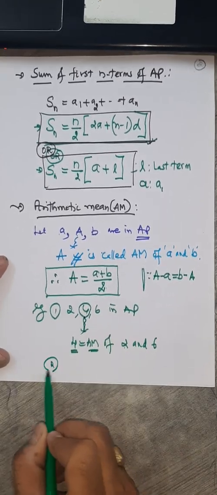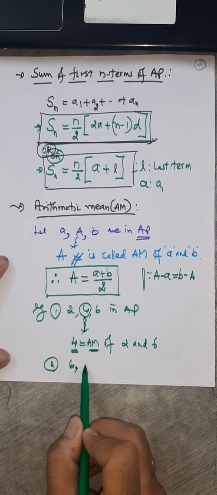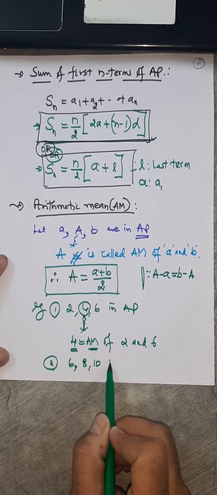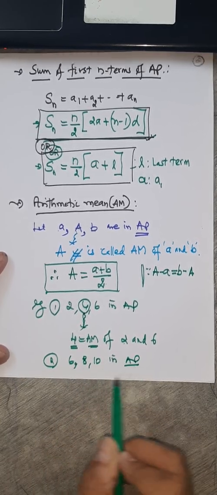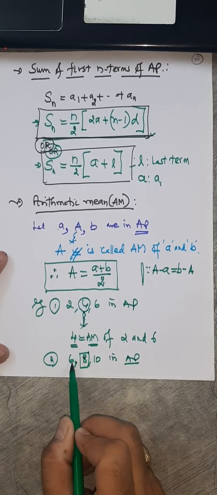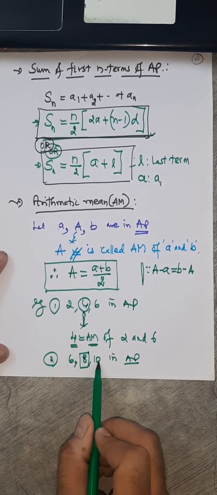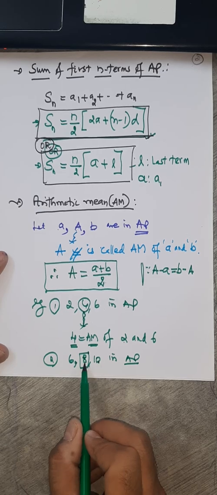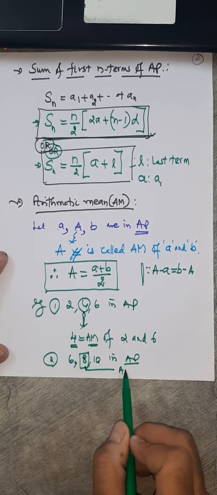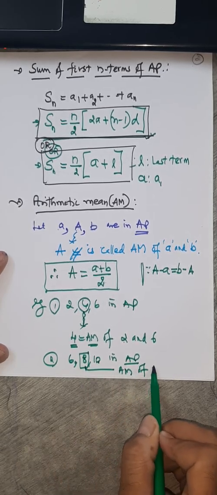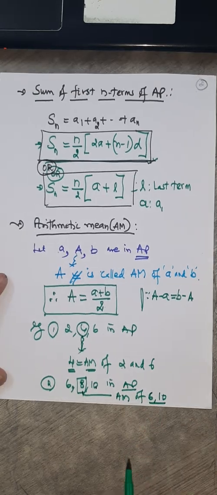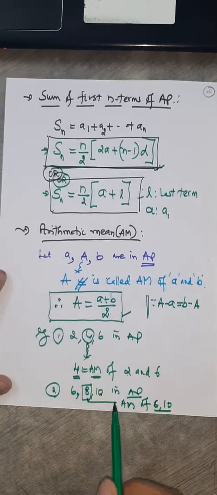One more if I write here. Let's write 6, 8 and 10 are in arithmetic progression, are in AP. You see this becomes the arithmetic mean of these two. 6 plus 10, 16 by 2. So 8 is the arithmetic mean of 6 and 10. That's the concept. That's what we have stated here.